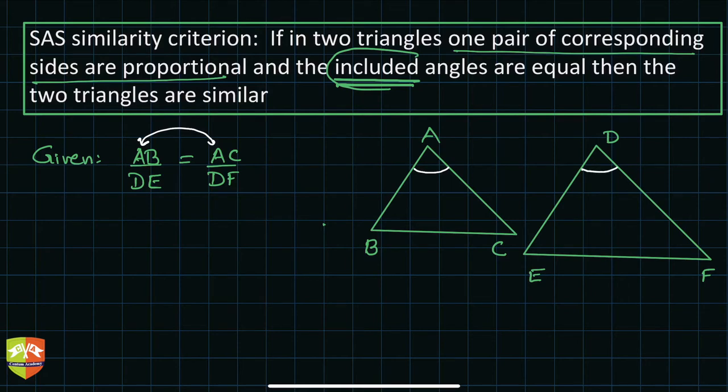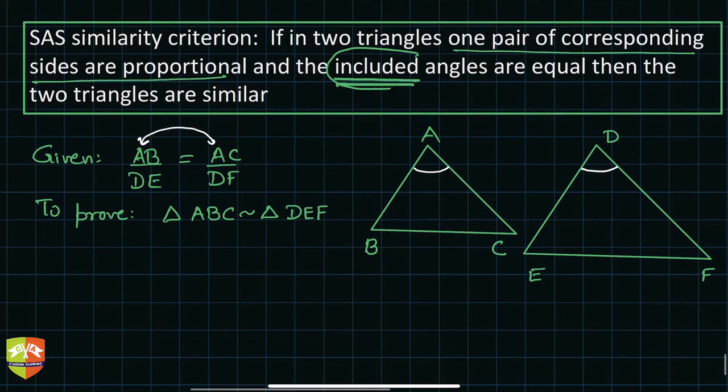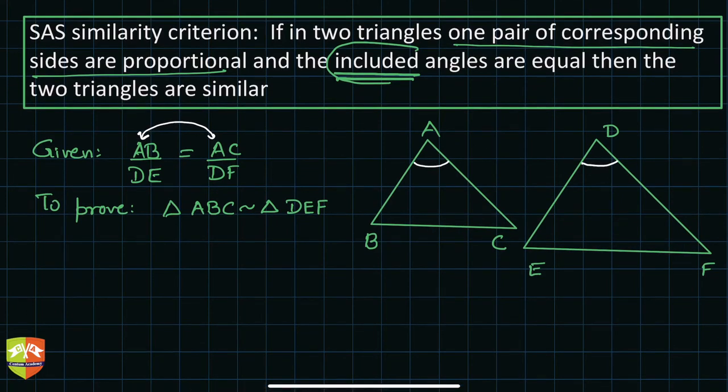And what is to prove? We have to prove that they are similar. So we have to prove that triangle ABC is similar to triangle DEF. Okay, this is what we intend to prove, how to go about it. So obviously, whatever we have learned so far, especially the other similarity criteria, AAA, AA and SSS similarity criteria, we have already understood. And we have also seen basic proportionality theorem and its application.